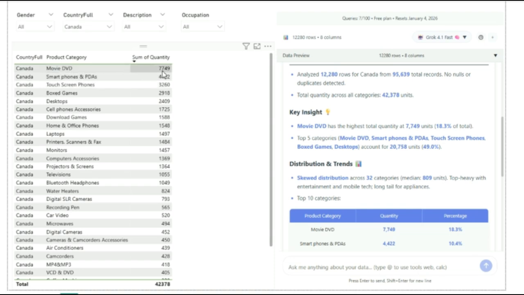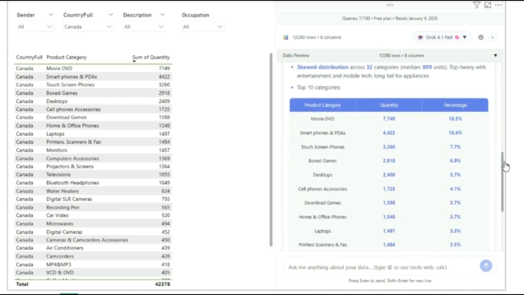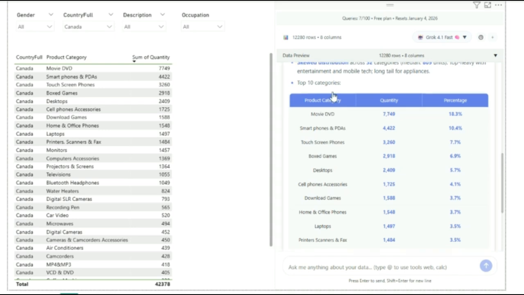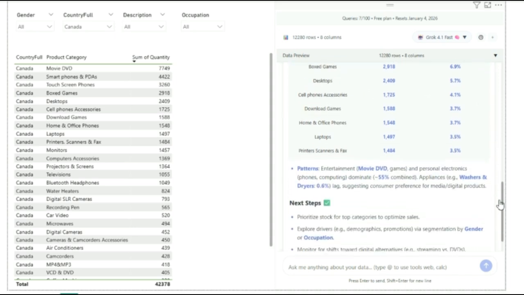The model also highlights other high-volume categories, such as smartphones, touchscreen phones, boxed games, and desktops, which together account for a large share of overall volume. More importantly, the distribution itself makes sense. The data is clearly top-heavy, with entertainment and consumer electronics dominating, while large household appliances contribute relatively little.